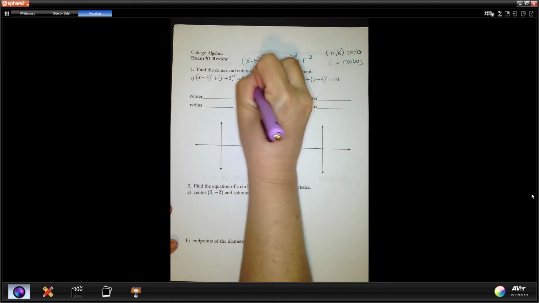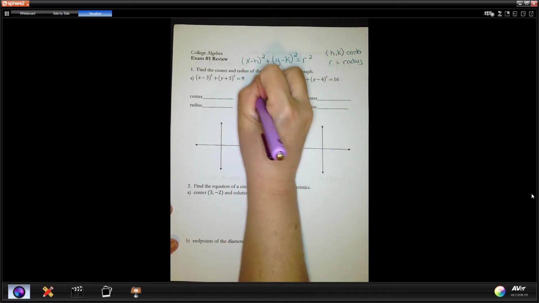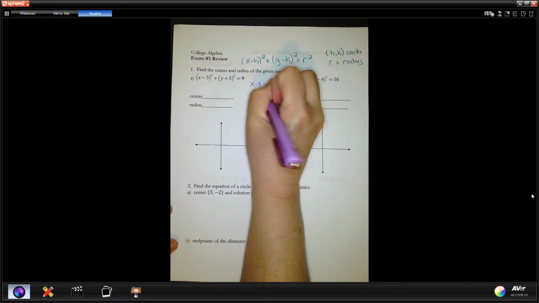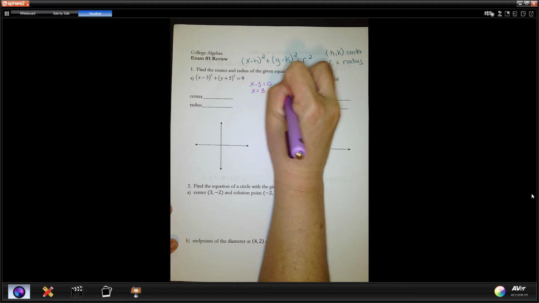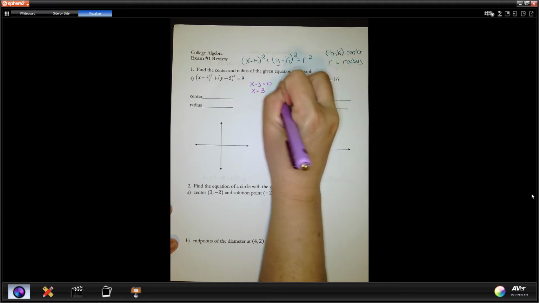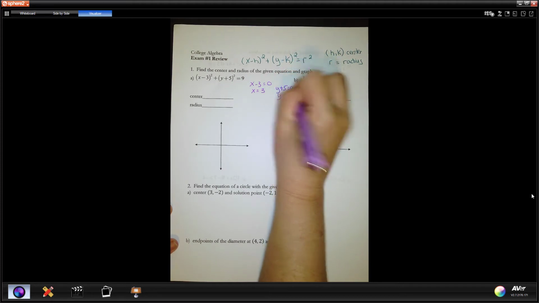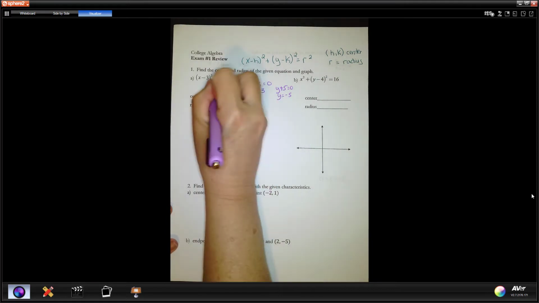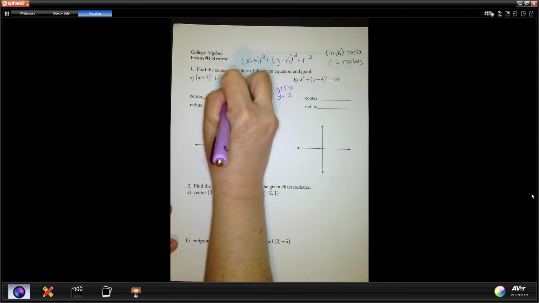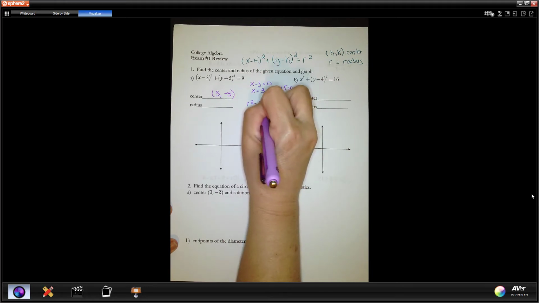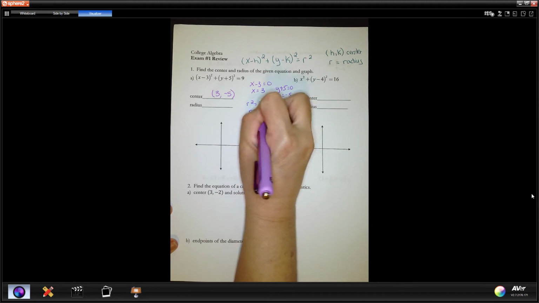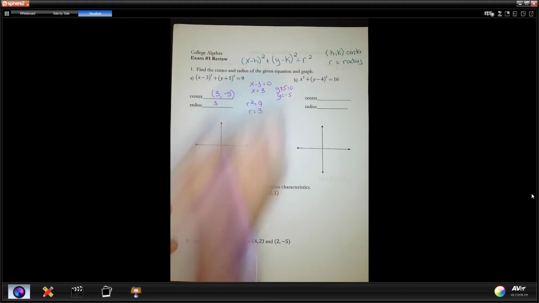So looking at number 1, part A, for our center we go x minus 3 equals 0, so the x coordinate of our center is 3. Then y plus 5 equals 0, so y equals negative 5. So our center is (3, negative 5). We happen to know that r squared is equal to 9, so r is equal to 3.